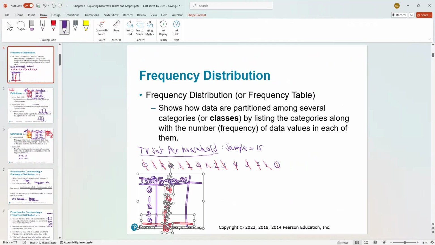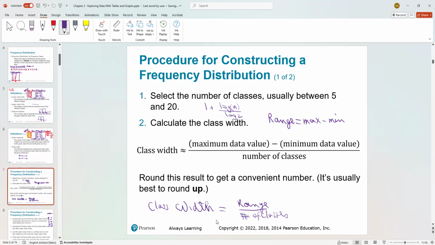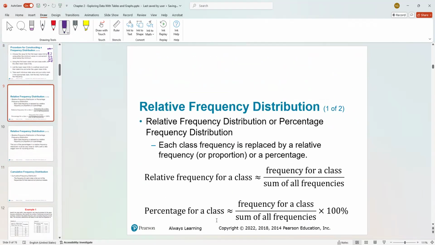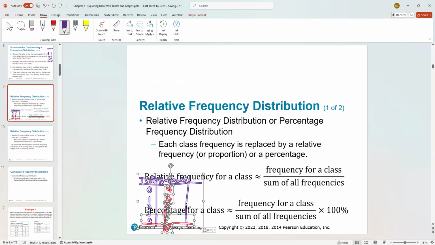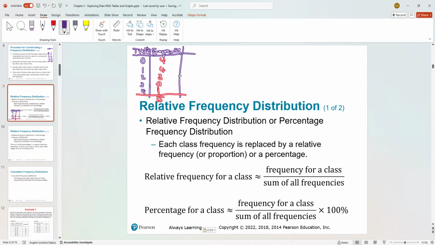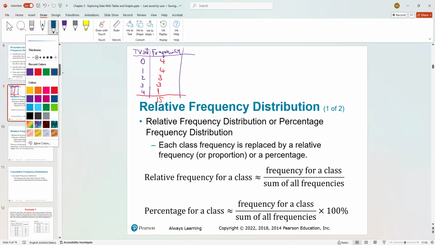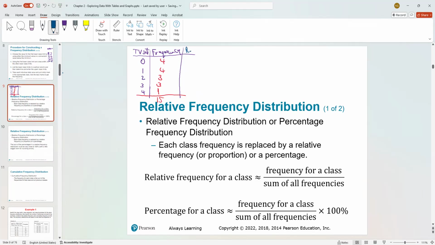Remember for the TV sets, that's a single grouping. Okay, now I have the frequency. I may want to also include the relative frequency. Relative frequency is the same thing as expressing a whole number in terms of percentages.